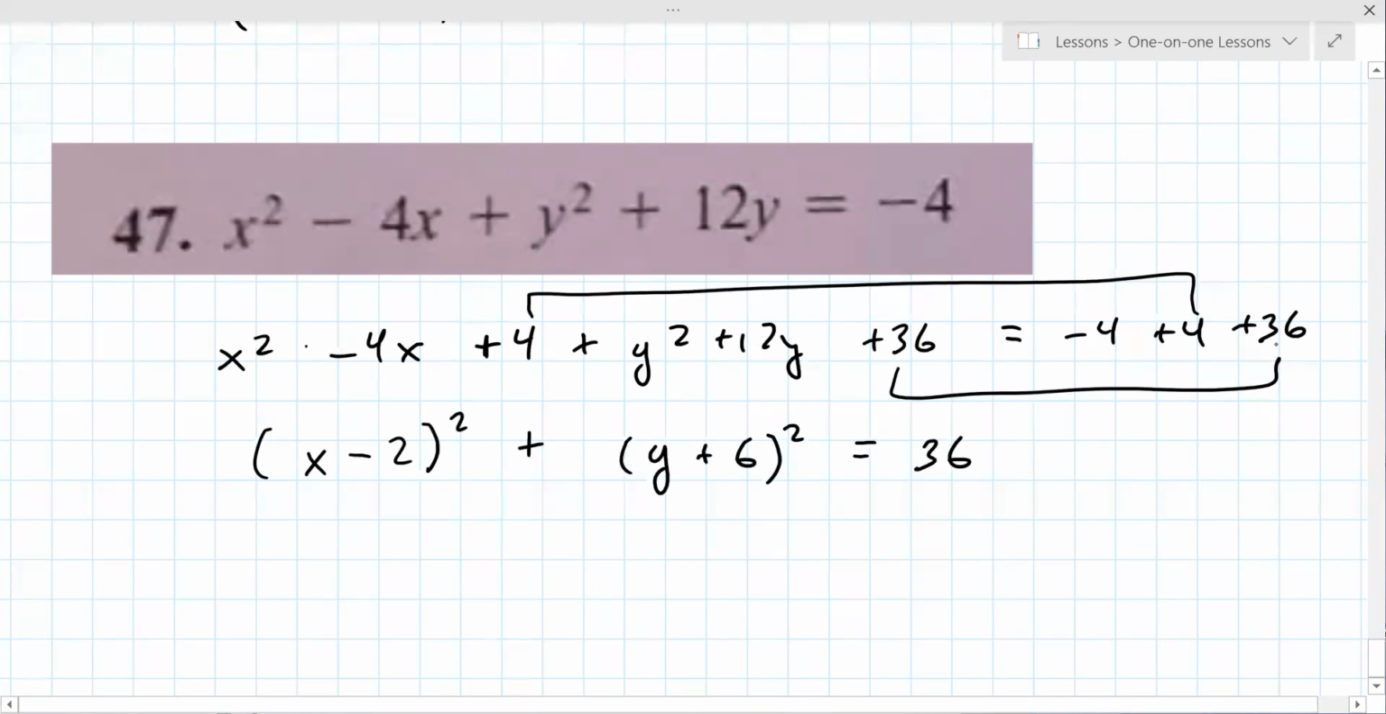Okay, so this makes 36. So your center is (2, -6), and your radius is 6.